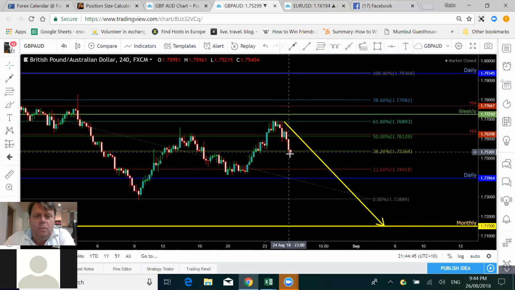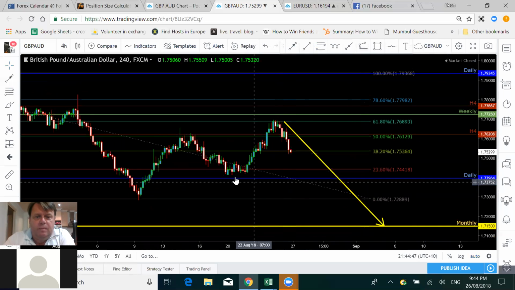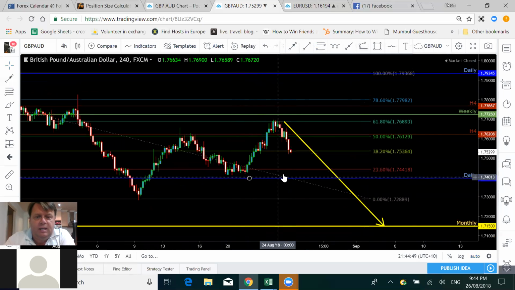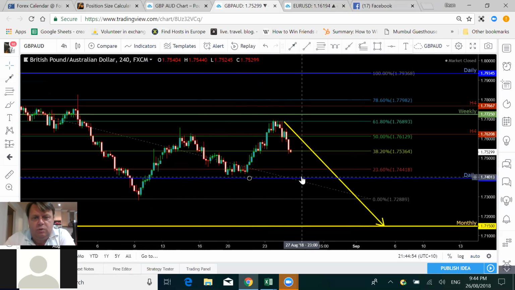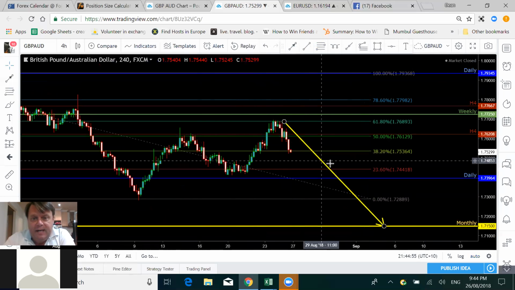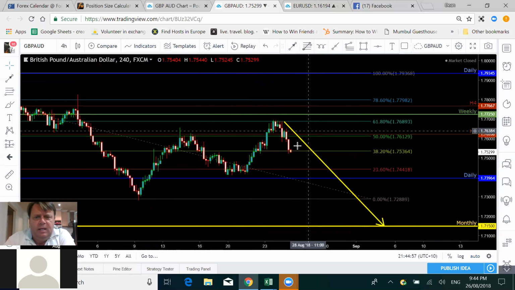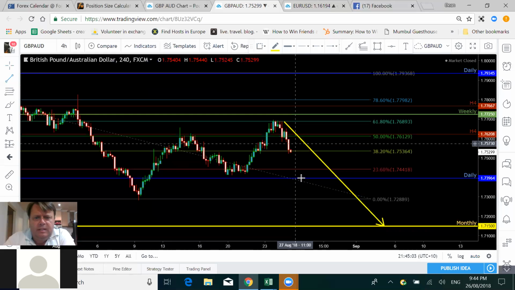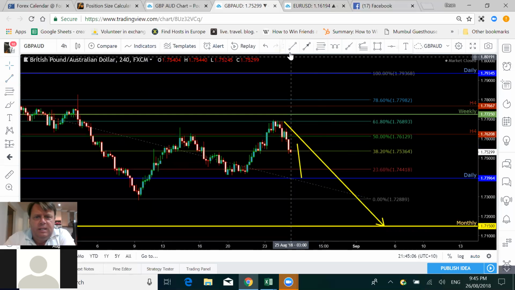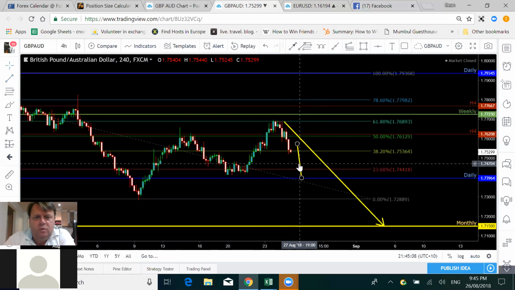Now, if we do get more downward movement, we break through or hit this sort of daily line, that would indicate to me that the market's going back to resume its daily downward trend. We'd wait for the flag. So we'd see an impulse down. We're waiting to see an impulse down. We'll then see a little flag form.